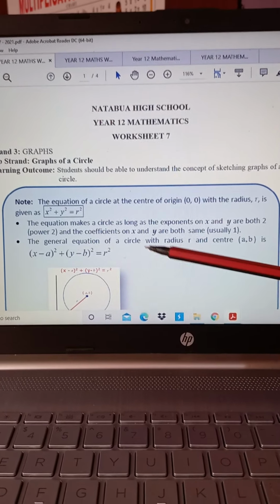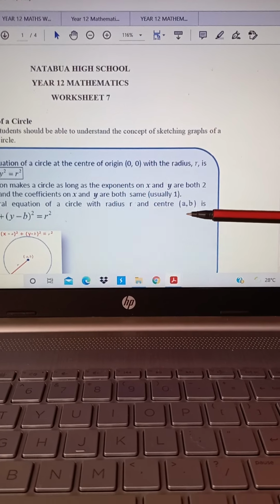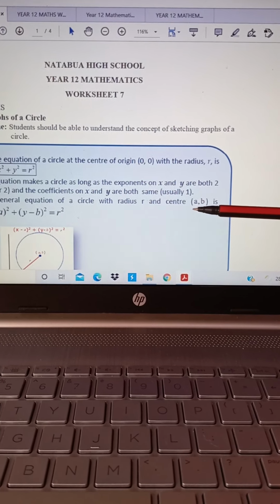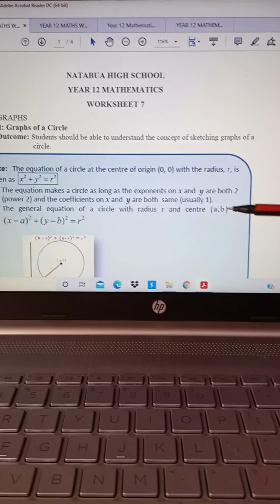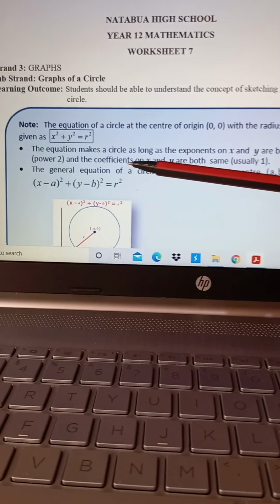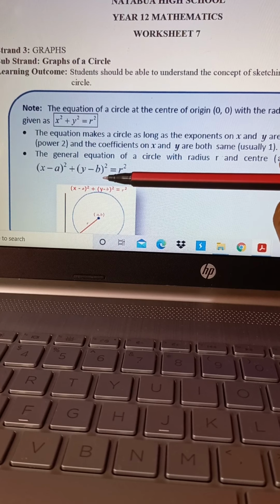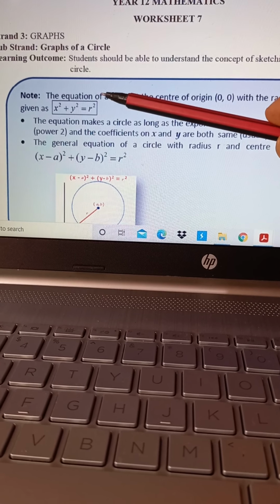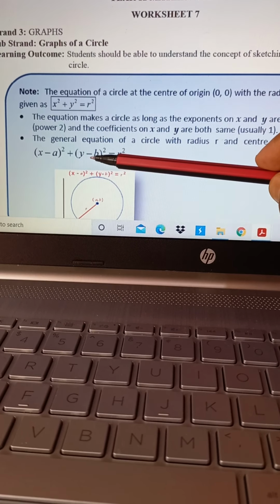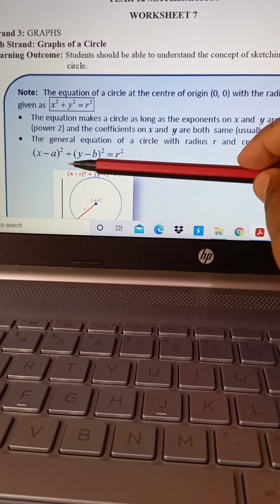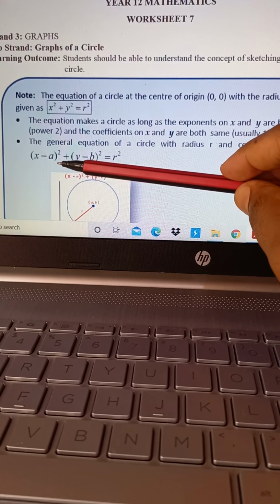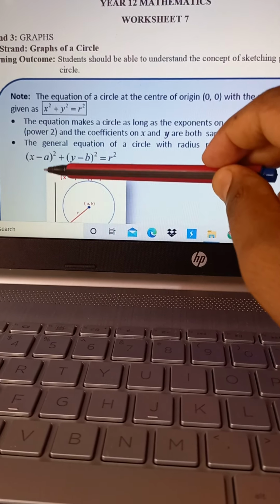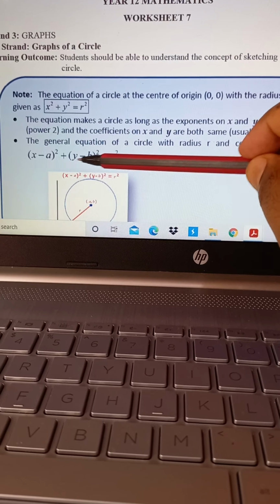The general equation of a circle with radius r and center (a, b). Now we are looking at a circle which is not at center 0, 0. It is at center (a, b). This kind of circle has this kind of equation: (x minus a) squared plus (y minus b) squared equals r squared. So what has happened from the original equation to this new transformed equation? We have an additional a, we have an additional b. Keep in mind they are inside the bracket, so they are also being raised to the power of 2. Okay, this is the movement of a circle.